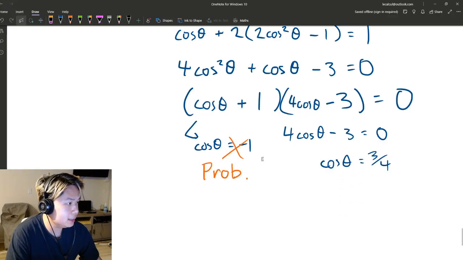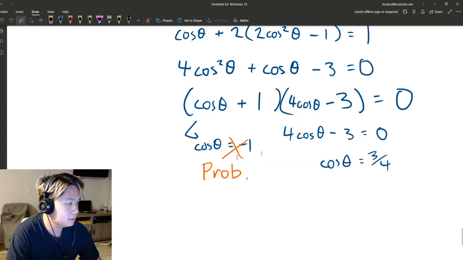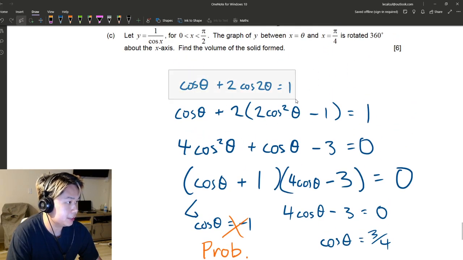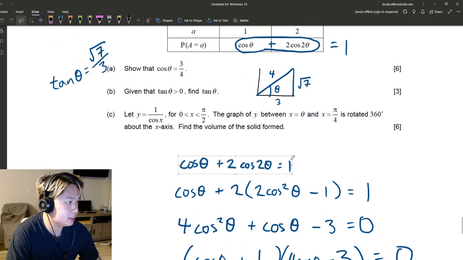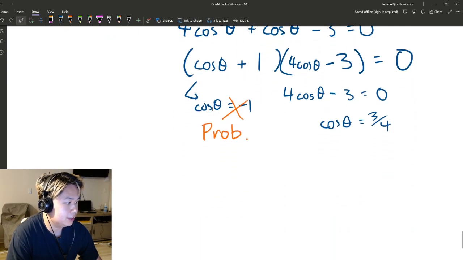Is that always the case? Probably. Oftentimes when you reject answers, you need to explain why you're rejecting them. Because this is a perfectly valid solution for this equation. But because this equation now has context and it's in terms of probability, well, that's why you reject it.